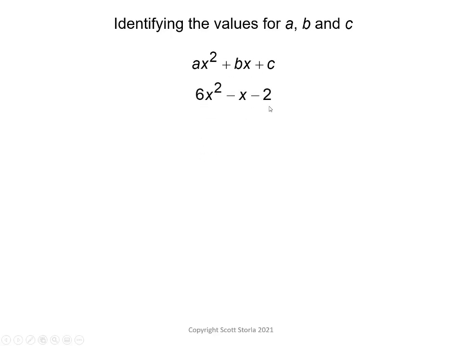So if we start with this trinomial, we'd first want to think of it as a sum. That is, we'd write subtractions as adding opposites. And we'd also realize that there's a factor of 1 here that we don't see, and that's the coefficient then of the first degree term. So here's our trinomial written as a sum. The value of A is going to be 6, the value of B is going to be -1, and the value of C is going to be -2.